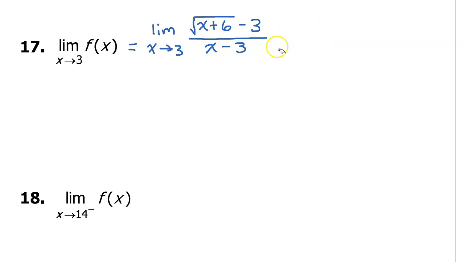Instead, we're going to have to use some of our strategies. And usually when we see a square root, our number one strategy is to multiply by the conjugate. So remember, when I talk about the conjugate, if I have a plus b, the conjugate is a minus b. So I am going to multiply by the conjugate of the numerator.